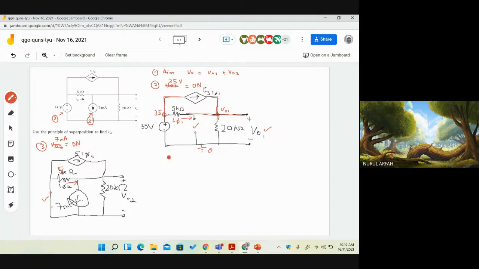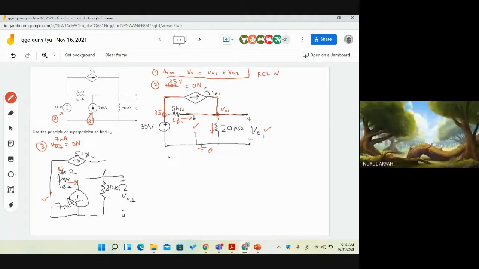Okay, then you put the current direction of each, right? Because this is nodal analysis. And you put this one and this one. Okay, good. Then the next step is, what should you do? What do you apply if using nodal analysis? KCL.